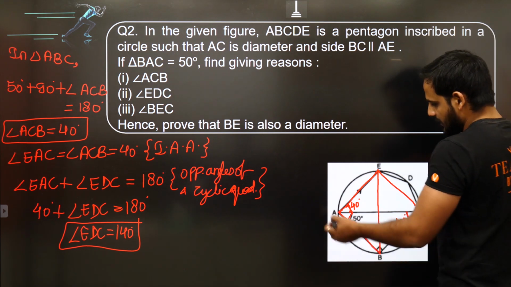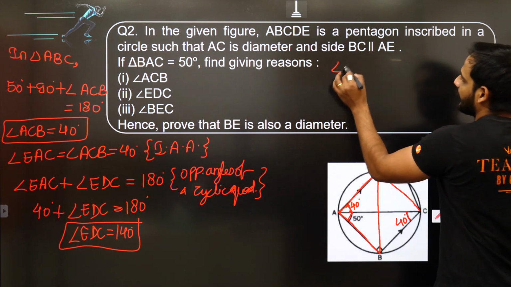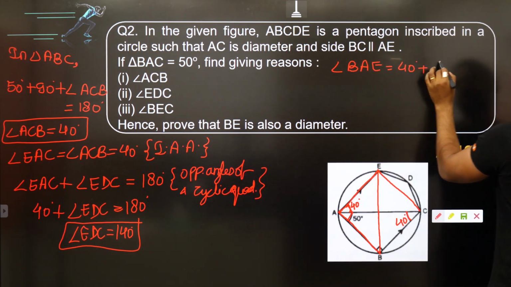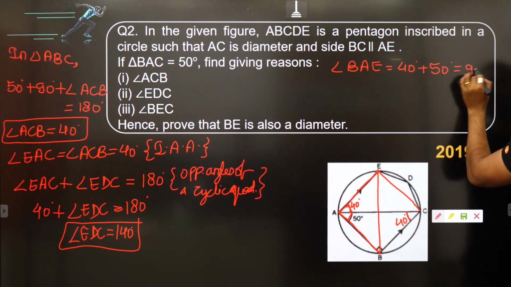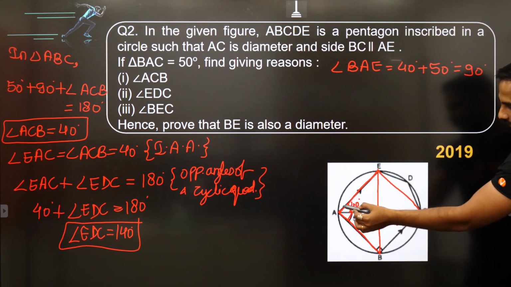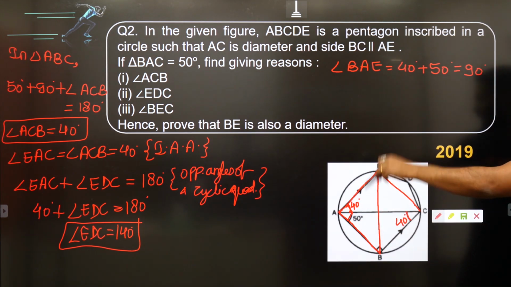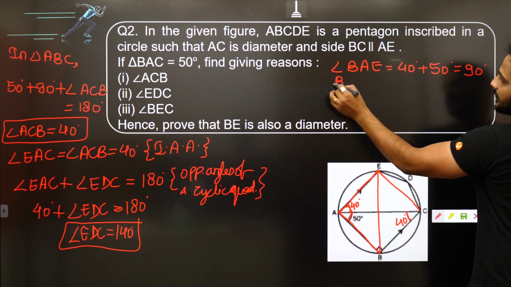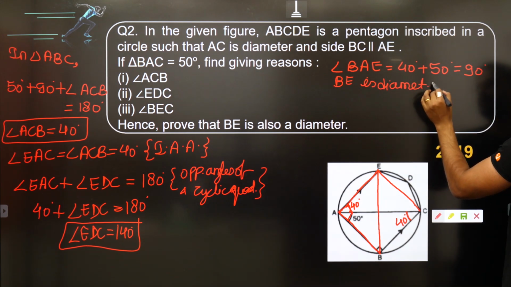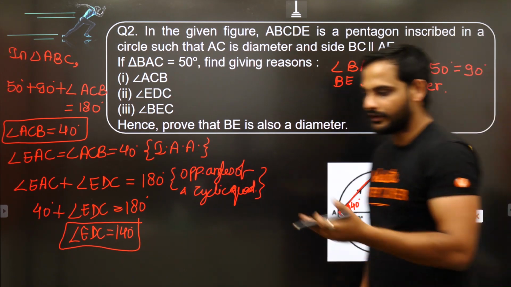Since angle BAE is equal to 40 plus 50, which is equal to 90 degrees, I can say that if a chord is subtending an angle of 90 degrees at the circumference, BE is the diameter. So this is one way of proving that it is a diameter.